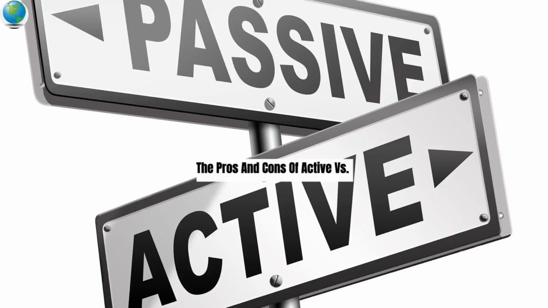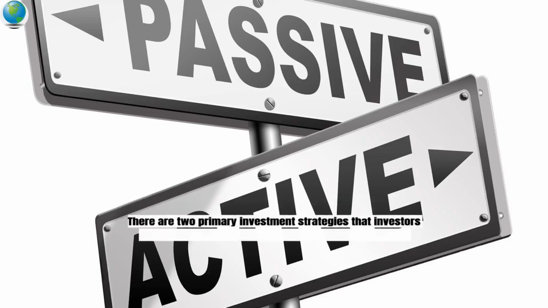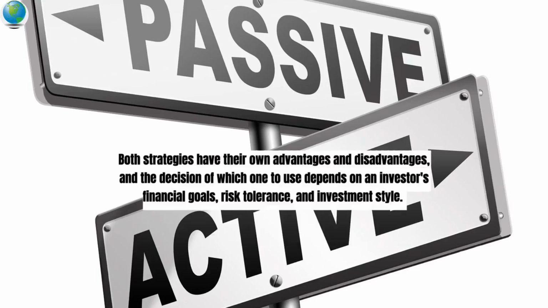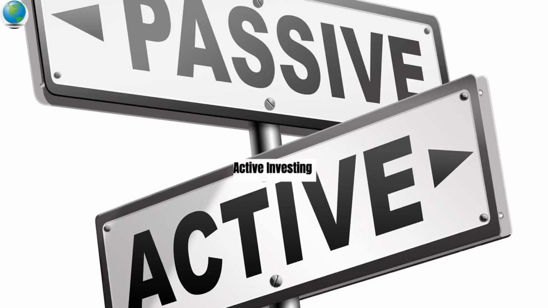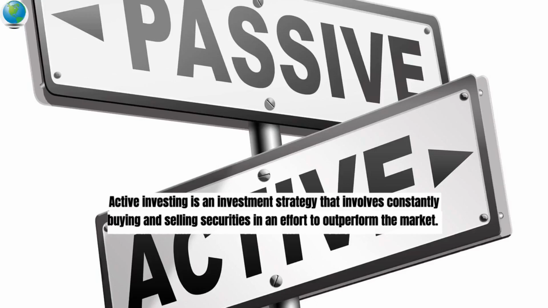The pros and cons of active versus passive investment strategies. Investing is the process of allocating capital to different financial assets, with the aim of generating a return on that capital. There are two primary investment strategies that investors use to achieve this goal: active and passive investing. Both strategies have their own advantages and disadvantages, and the decision of which one to use depends on an investor's financial goals, risk tolerance, and investment style.